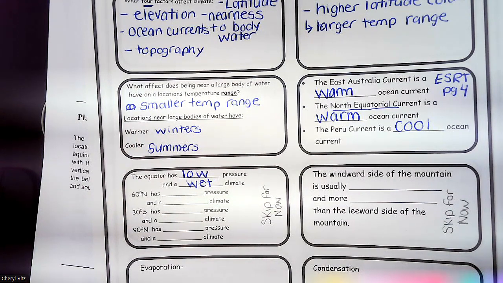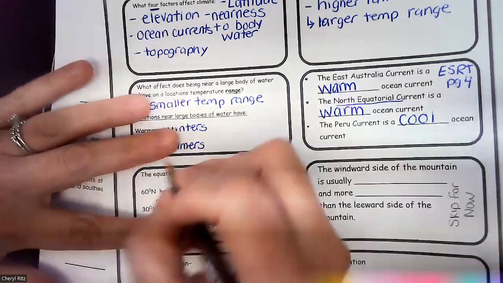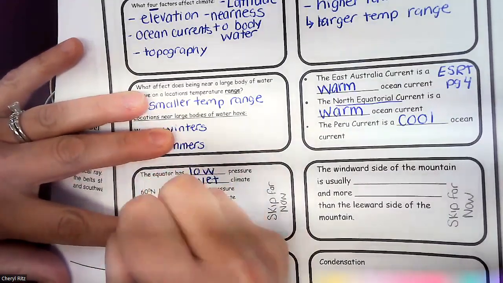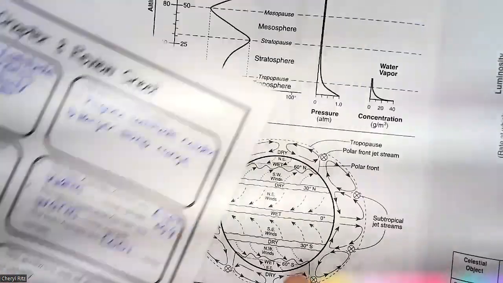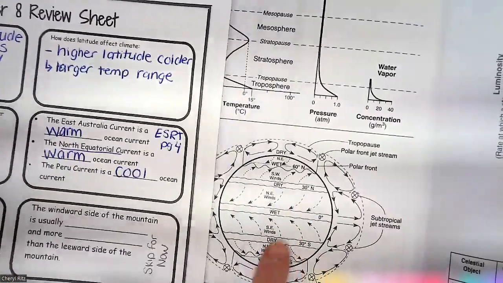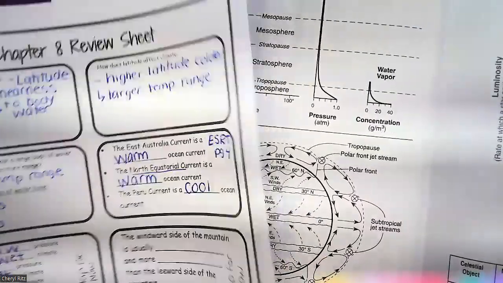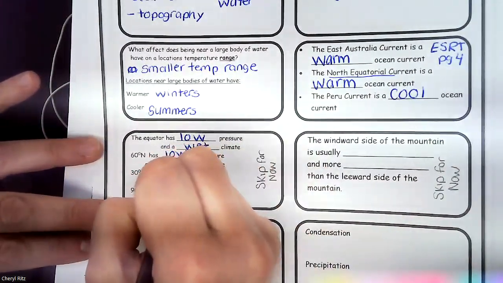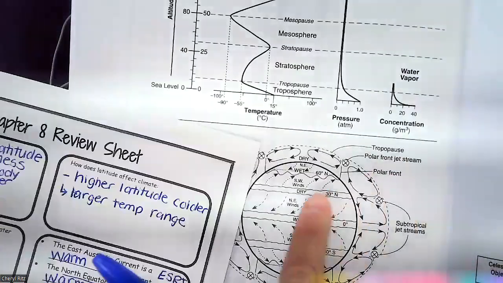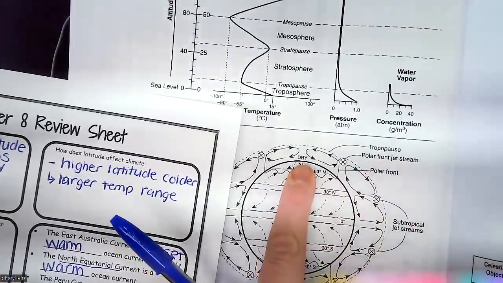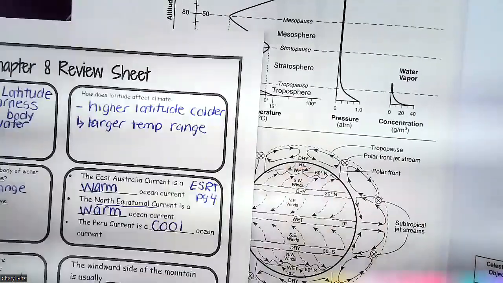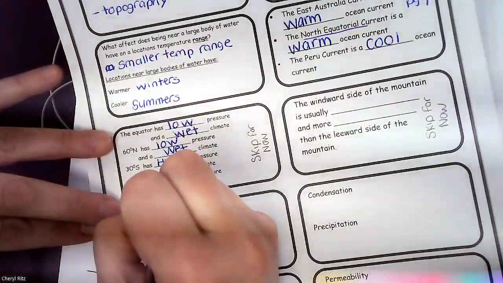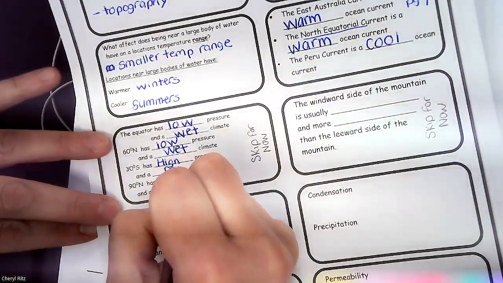How about 60 north? It is low pressure and it is also wet. 30 south has the butts of an arrow. So butts are what kind? They are high. And high and dry. Same with 90 north. Now 90 north is not labeled, but hopefully you remember 90 north is the North Pole. And it again has the butts, so that is high and dry.